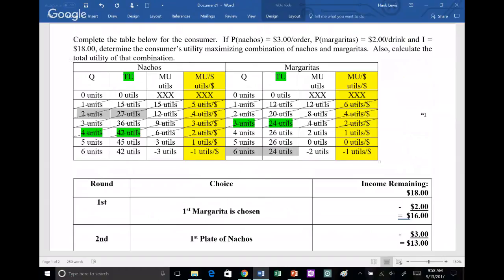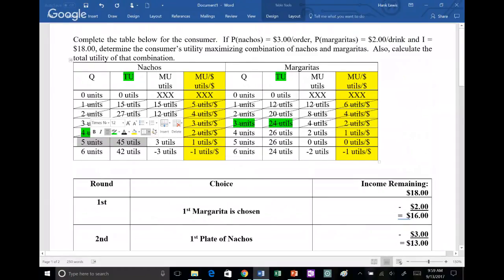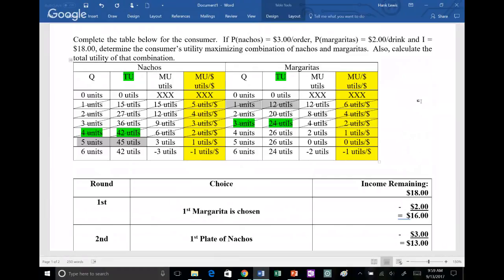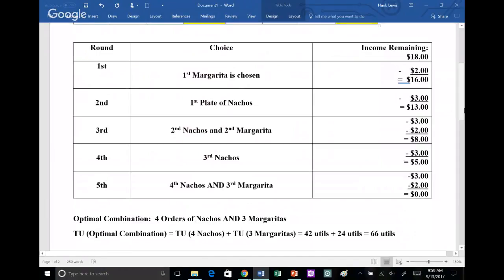Students, any other combination that costs $18 or maybe slightly less, like $17, is not going to be max utility. For those who want to argue about 17, 5 plates of nachos plus 1 margarita: 45 plus 12 is 57, still less than 66, and there is no utility assigned to that $1 they didn't spend. It's money they get to keep, but there's no utility assigned to it because they didn't spend it on anything. Students, this combination is optimal. It's max utility, but still within the limits of the budget. That is the one that is chosen.